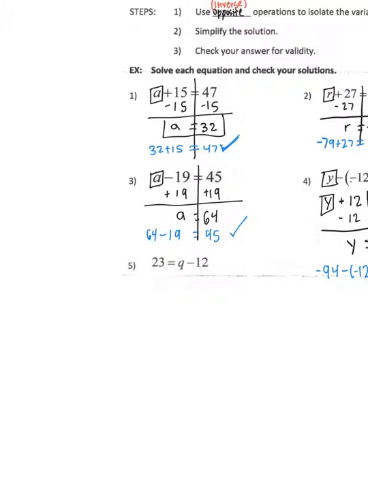Okay, last example with addition and subtraction. Now our q's on the other side, but it's still going to be the same process. We want to get rid of that minus 12. So I'm going to add 12 to both sides.